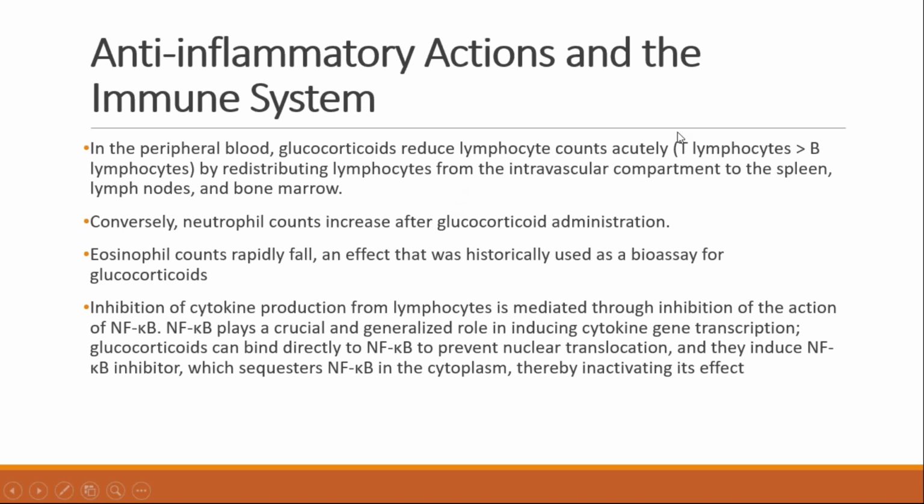Therefore, glucocorticoids reduce lymphocyte counts acutely by redistributing lymphocytes from the intravascular compartment to lymph nodes and bone marrow. Conversely, neutrophil count increases after glucocorticoid administration. Inhibition of cytokine production from lymphocytes is mediated through inhibition of the action of nuclear factor kappa B, which plays a crucial and generalized role in inducing cytokine gene transcription. Glucocorticoids can bind it and prevent nuclear translocation. Basically, this is the action by which steroids are used in COVID. They act as anti-inflammatory agents.